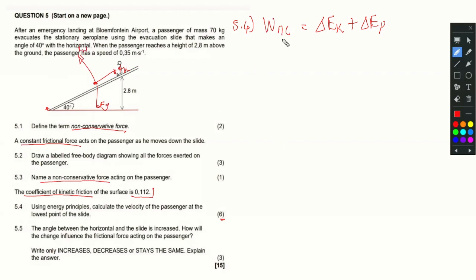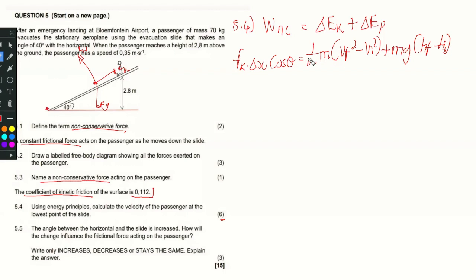They're not non-conservative, they are conservative. So here, this one will only just be Fk, delta X, and then cos theta. And then this one will break down to half m, bracket Vf squared minus Vi squared, plus mg, bracket height finally minus height initially, right? Okay, so now once we have that, we can see that our struggle here is that we don't have Fk and we also don't have delta X.